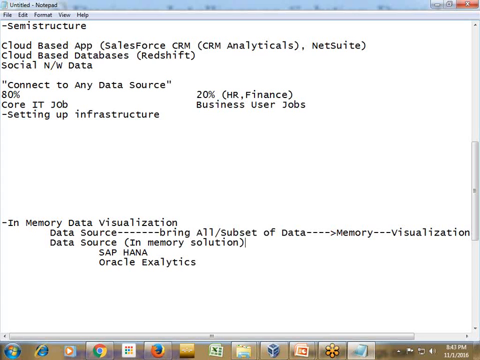Do you get me? The data source itself is capable enough to process high volume data in memory. Then maybe I don't need an in-memory solution for data visualization. It may be an added advantage, but not a need, right? It may not be needed.